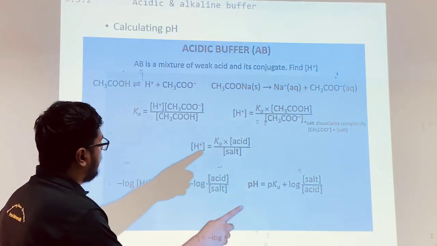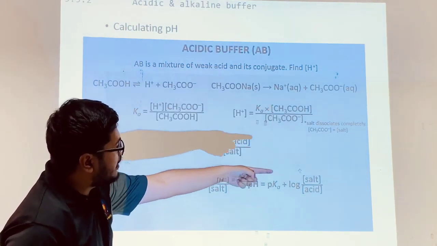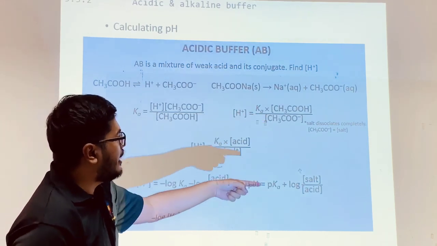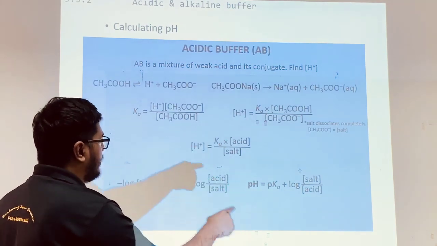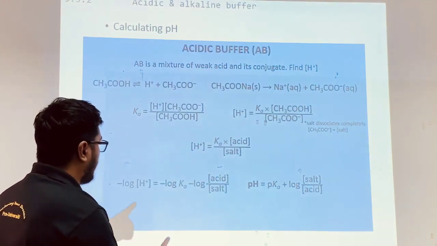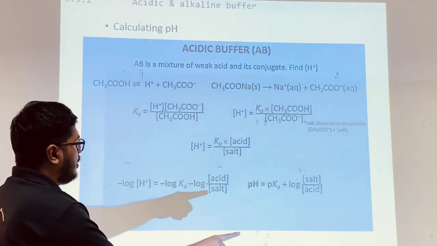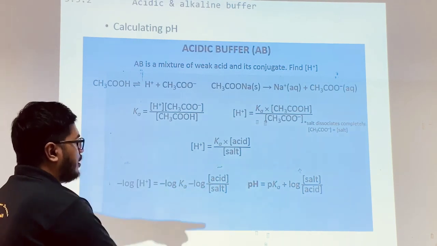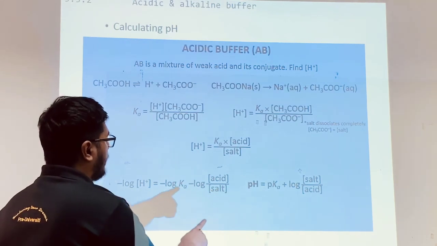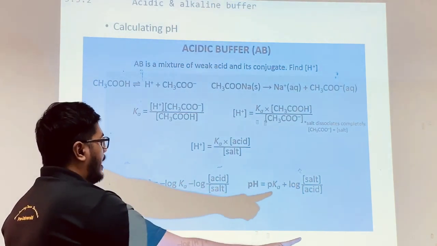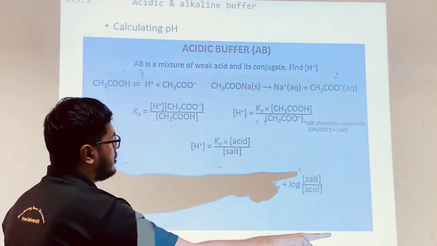Lepas itu okay, this one acid saya ganti dengan perkataan acid, yang ini salt saya gantikan dengan salt. Kemudian kita negative logkan semua ini dalam equation ini. Kita negative logkan, negative log H+, negative log Ka, negative log acid over salt. So bila awak negative logkan ini semua, apa yang akan berlaku? Negative log H+ akan menjadi pH. Negative log Ka will become pKa. Negative log acid over salt akan jadi plus log salt over acid.